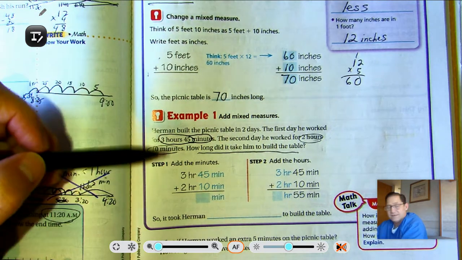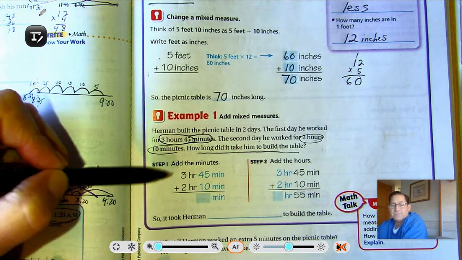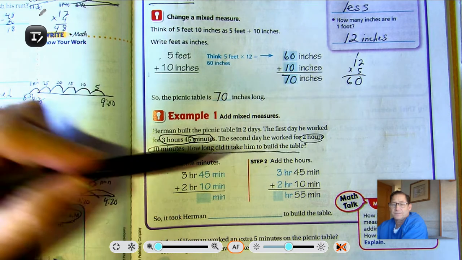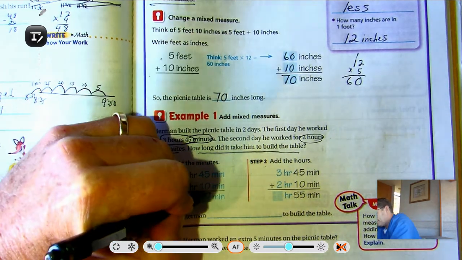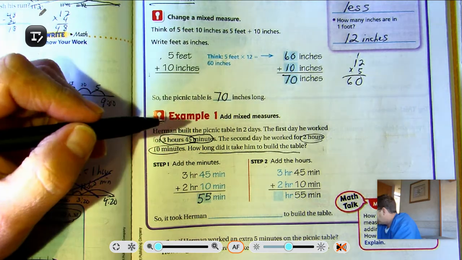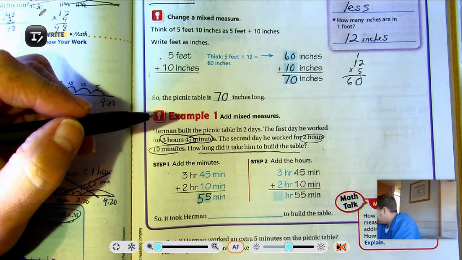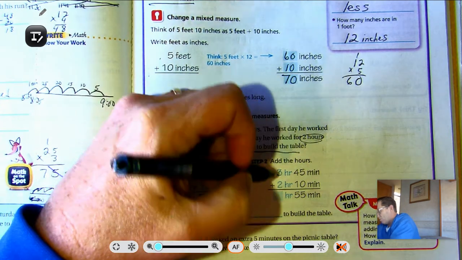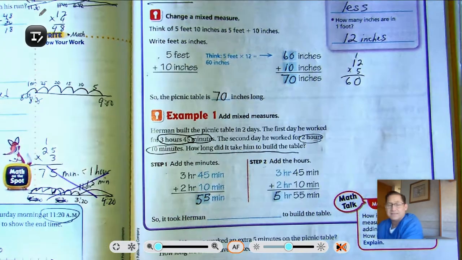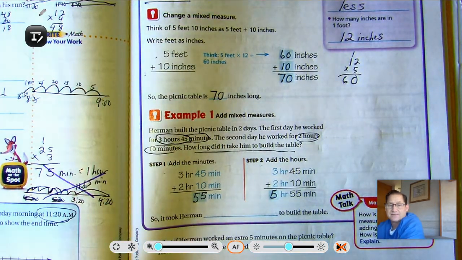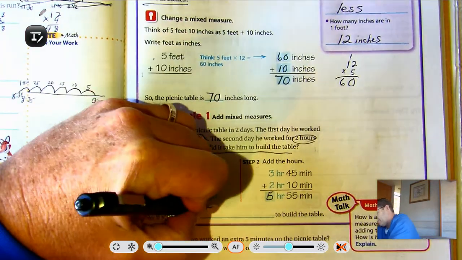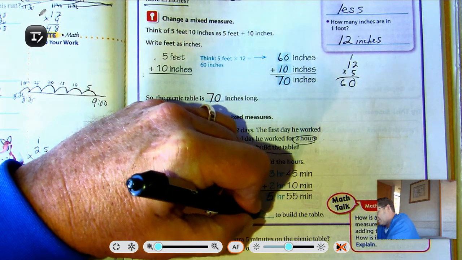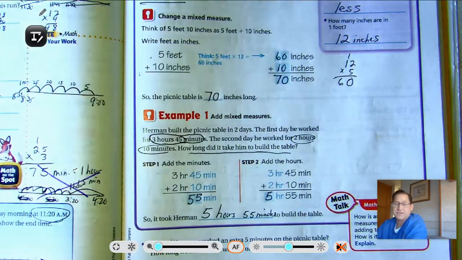So we need to add, we can write down the 2 times, and we're going to break this into parts. We're going to add the minutes, and then we're going to add the hours. All right, so the number of minutes is 55 minutes. The hours is 5 hours, 55 minutes. So it took Herman 5 hours, 55 minutes to build the table.